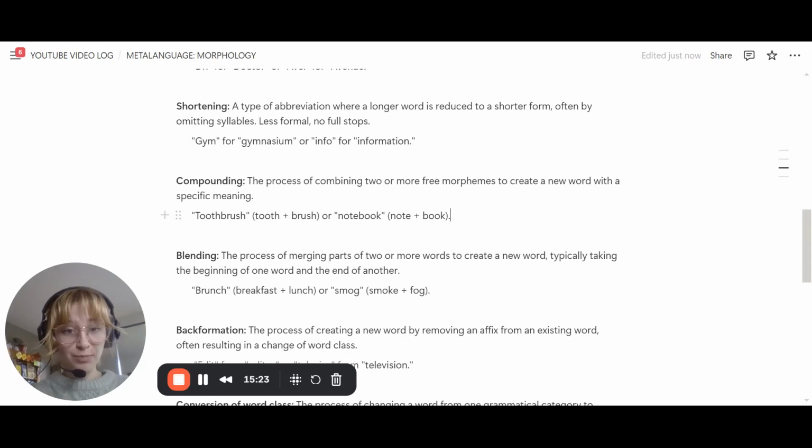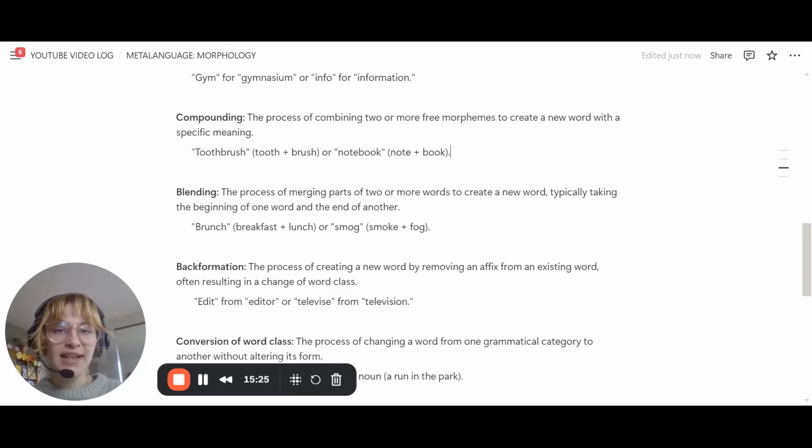All right, now blending. Blending is similar to compounding, but you've taken out some of the sounds. So brunch is the most common one that I think of. It's not breakfast lunch, which would be the compounded version, but they've taken out some of the sound to make brunch. So it's easy to say. This is all about efficiency.